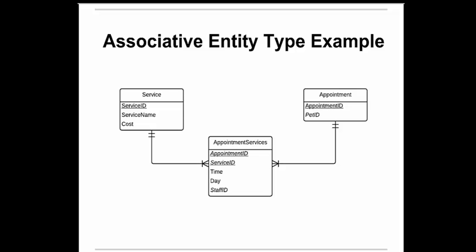You may also notice that there are some foreign keys here which are not linked to anything. Pet ID and staff ID, for example. The reason for that is we just removed them from this diagram so that we could focus on the associative entity type information.